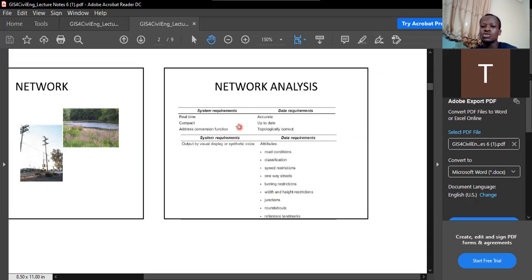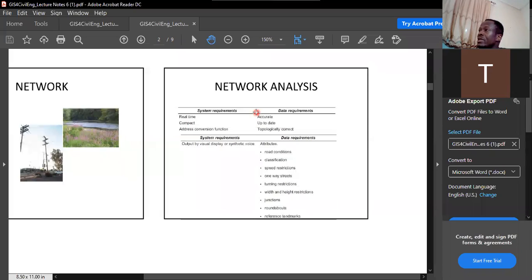There are requirements for any system that really handles data. If the system is supposed to be real time, then it has to be accurate. If you have a system that tells you where the traffic is right now, then obviously the data should be accurate. So there are system requirements and there are data requirements as well. It should be compact in the system.